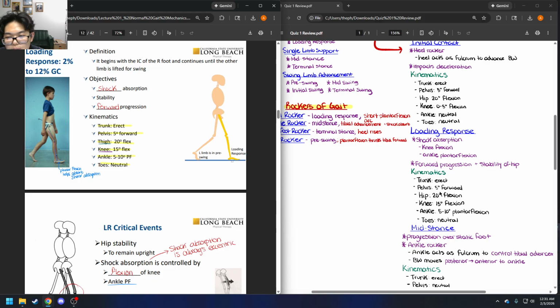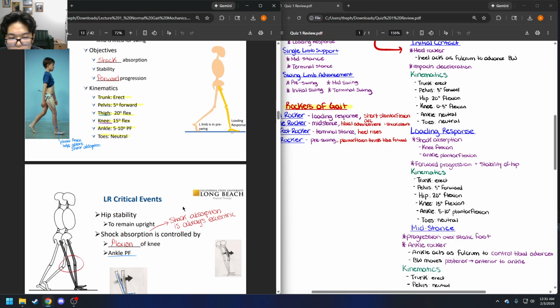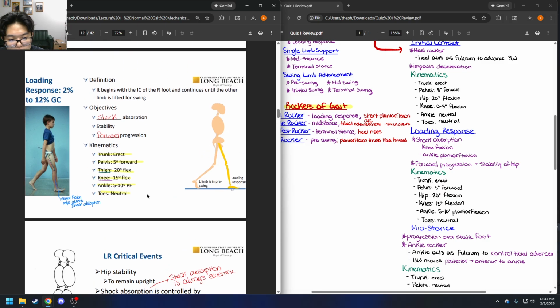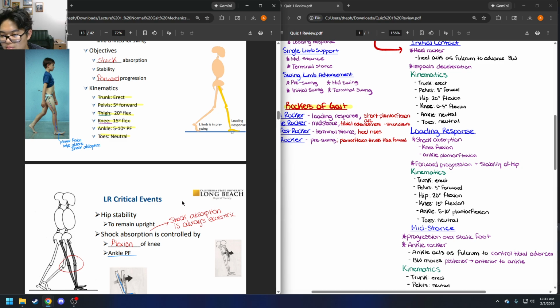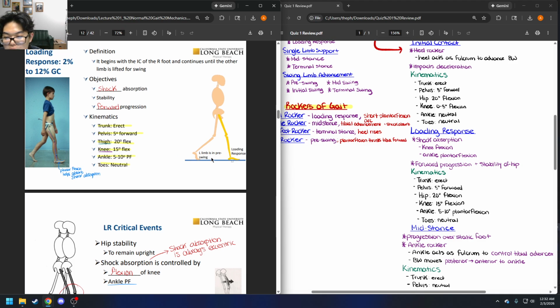So in loading response, you will have shock absorption, which is being led by knee flexion as well as ankle plantar flexion, which is why you will see a change in the kinematics. And you'll also have forward progression and stability of your hip. So you want hip stability to remain upright, and the forward progression is so your body can continue with the gait cycle. So the kinematics, you'll still have your trunk erect, your pelvis will be 5 degrees forward, your hip or your thigh will be 20 degrees flexed, your knee will now be 15 degrees flexed, your ankle will find itself in 5 to 10 degrees plantar flexion, and your toes will be in neutral.